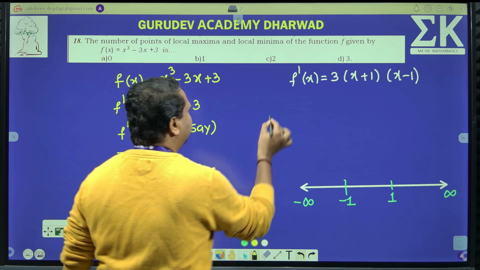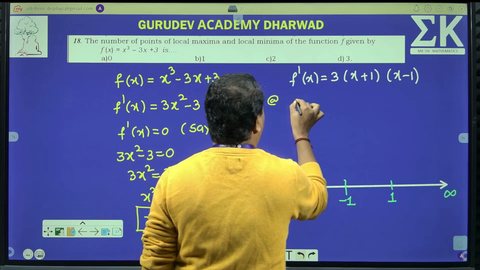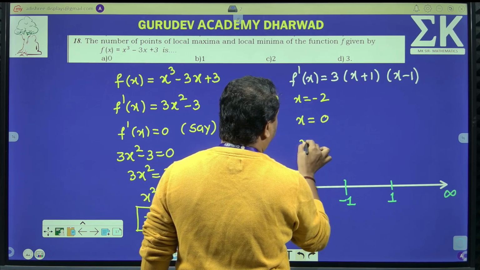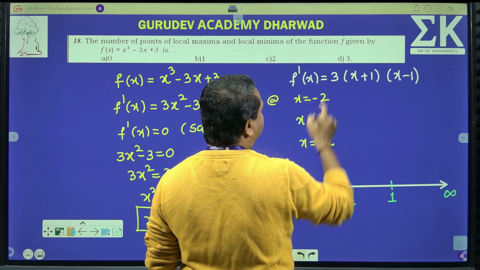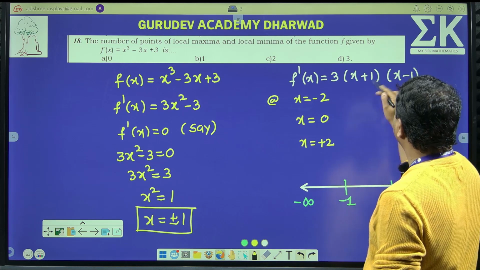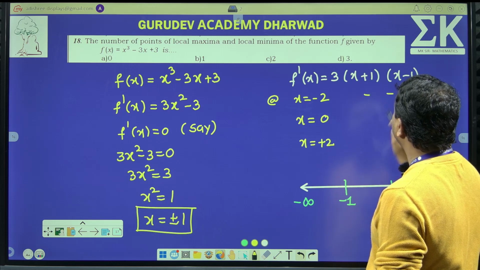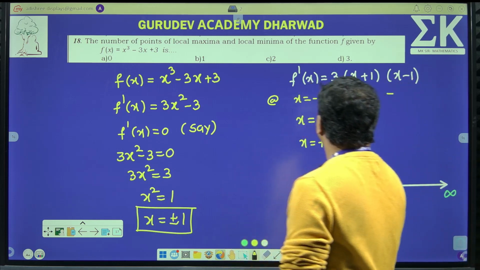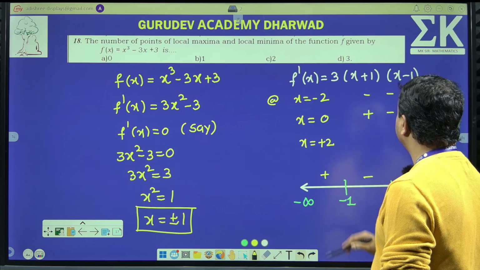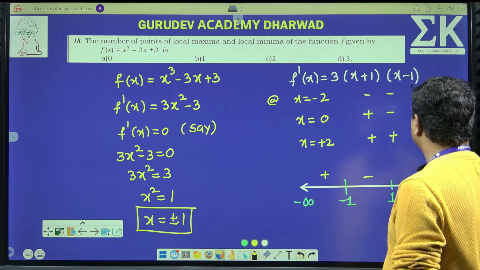So let me consider x less than minus 1, can we take minus 2? Yes. At x equal to minus 2, at x equal to 0, at x equal to plus 2, I want to understand this behavior. So 3 is always positive, it won't help me anywhere. I am just taking care of these 2 factors. Minus 2 plus 1 is minus, minus 2 minus 1 is minus, all together it will become positive. At 0, 0 plus 1 is positive, 0 minus 1 is negative, therefore plus into minus is minus. At 2, 2 plus 1 is positive, 2 minus 1 is positive, all together positive.